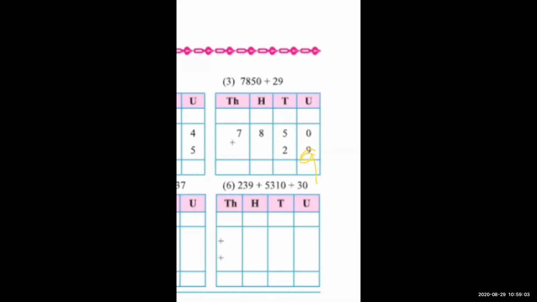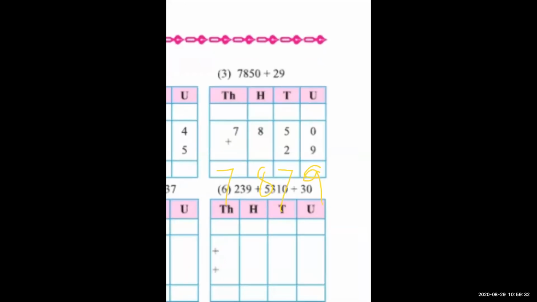9. 5 plus 2, 7. Very good. Now, 8. As it is, 8 will come. And next, 7 also. As it is, 7 will come. Okay, students. Yes, what is your correct answer? 7,879.